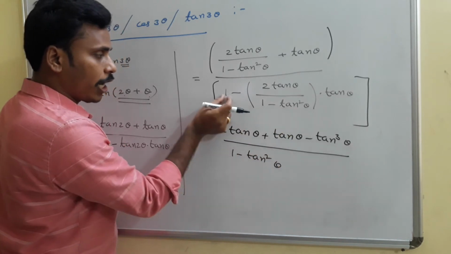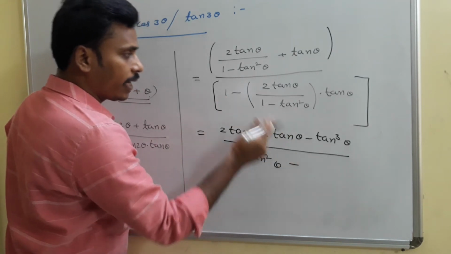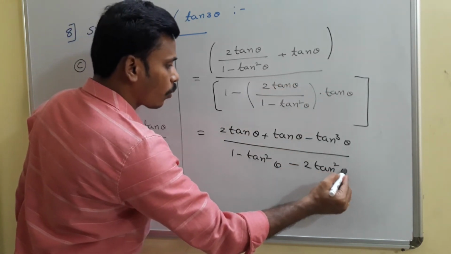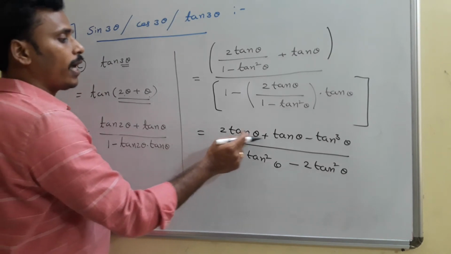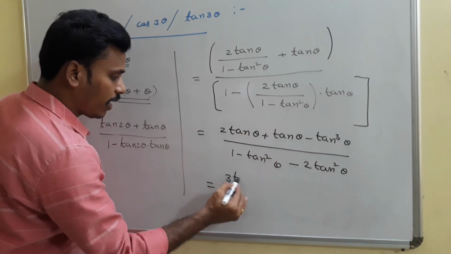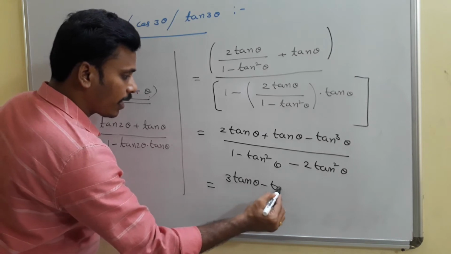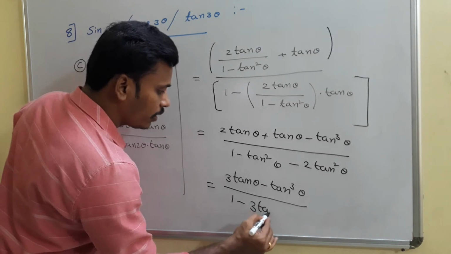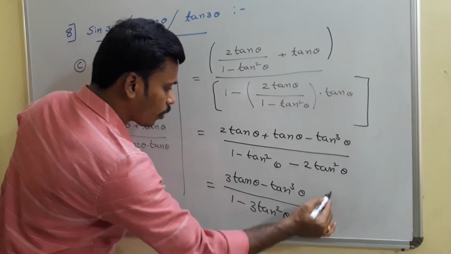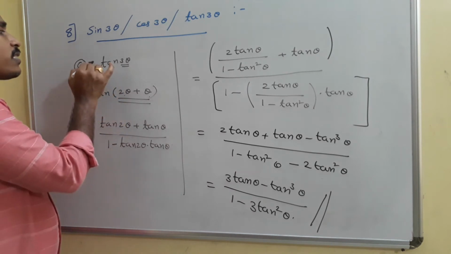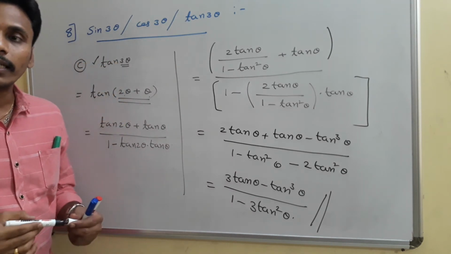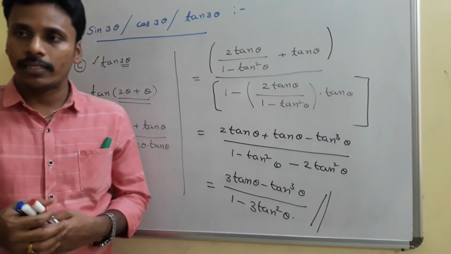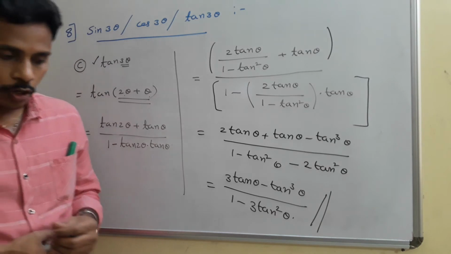1 minus tan square theta, into this one is 1 minus tan square theta, minus this 2 tan theta into theta can be written as minus 2 tan square theta. And at the end, 2 tan theta plus tan theta is what? 3 tan theta minus tan cube theta divided by 1 minus 3 tan square theta. That's what you need to identify. At the end, this tan 3 theta is 3 tan theta minus tan cube theta divided by 1 minus 3 tan square theta. Okay, just have a look and then note down.